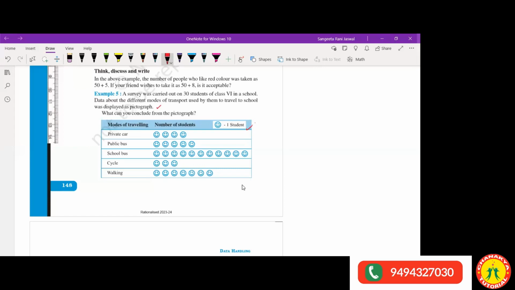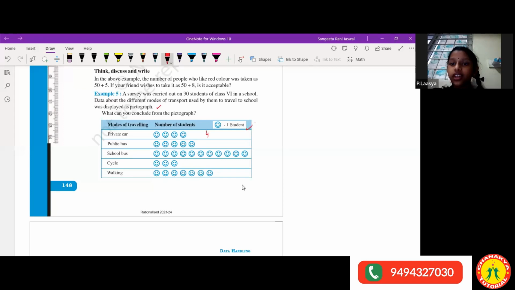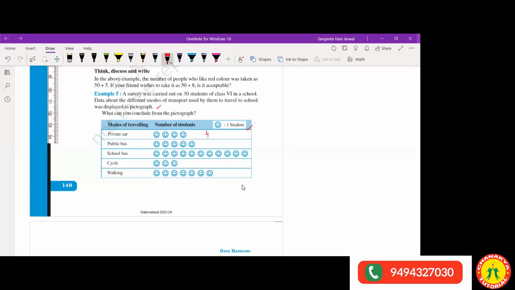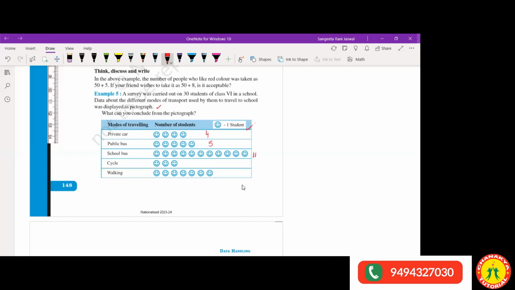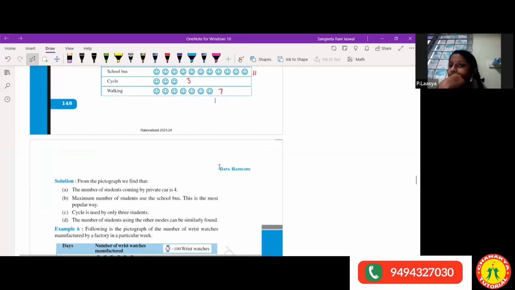So how many students were traveling by private car? 1, 2, 3, 4. So we just write 4. Public bus was opted by 5 children. School bus was opted by 3, 4, 5, 6, 7, 8, 9, 10 and 11. Cycle was opted by 3. Walking was opted by 3, 4, 5, 6, 7 children. Okay.